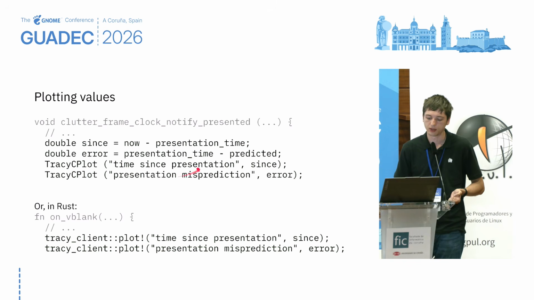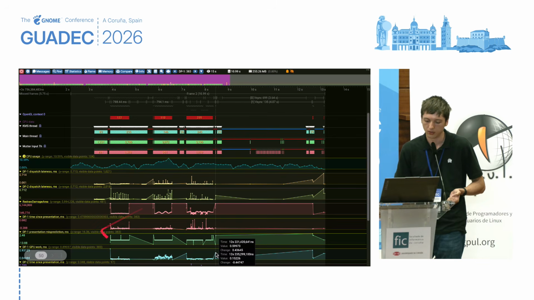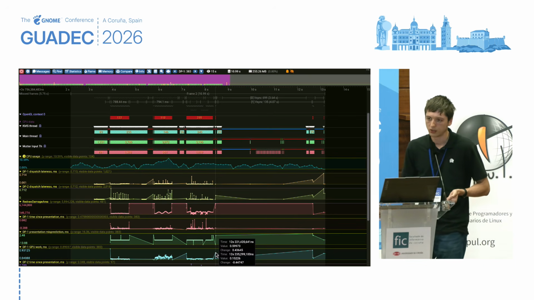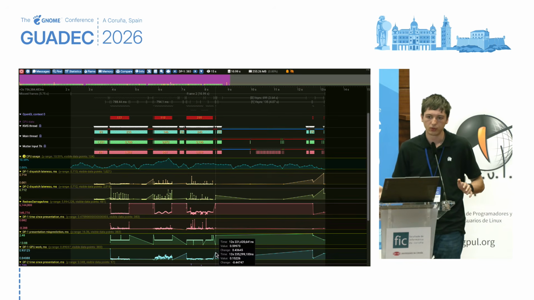Tracy can also do plots with the Tracy cplot macro. Quite simple, just pass in the name and the current value. This is how they show up. These are a bunch of plots that I added to Mutter, like the GPU time that it took to complete the frame. And the nice thing about Tracy plots is that their minimum and maximum ranges always automatically adapt to what you see on screen.